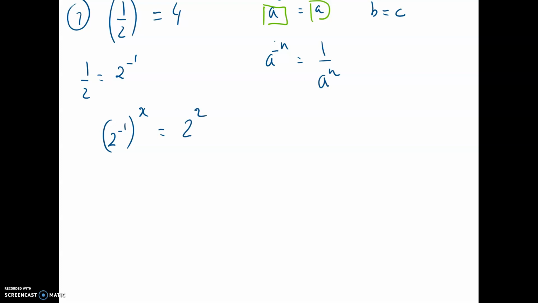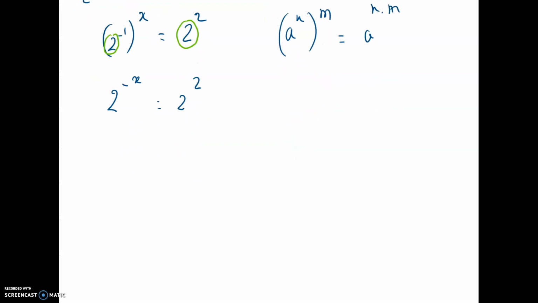So we are almost there because we're looking for a base 2, but I have the negative 1. I'm going to use the rule of exponent that says a to the n to the m ends up having the multiplication of the exponents. Therefore, I end up having 2 to the negative x equal 2 squared. And now I have exactly the same base, which is base 2. So I can equate the exponents. And so I can write negative x equal 2. So x equals negative 2.